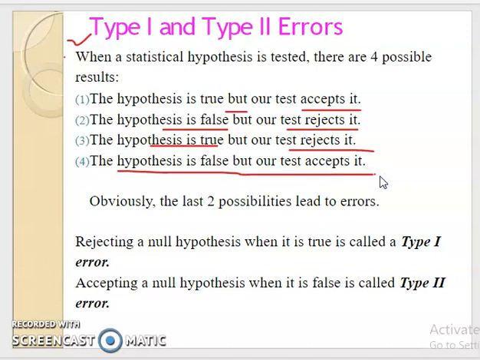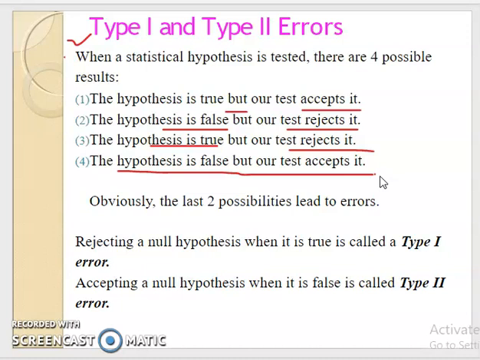In another way, you can say: accepting the null hypothesis when it is true, rejecting the null hypothesis when it is false, then rejecting the null hypothesis when it is true, and accepting the null hypothesis when it is false. Obviously the first and the second one, accepting the null hypothesis when it is true and rejecting the null hypothesis when it is false, are correct. While the other two, rejecting the null hypothesis when it is true and accepting the null hypothesis when it is false, will be errors.